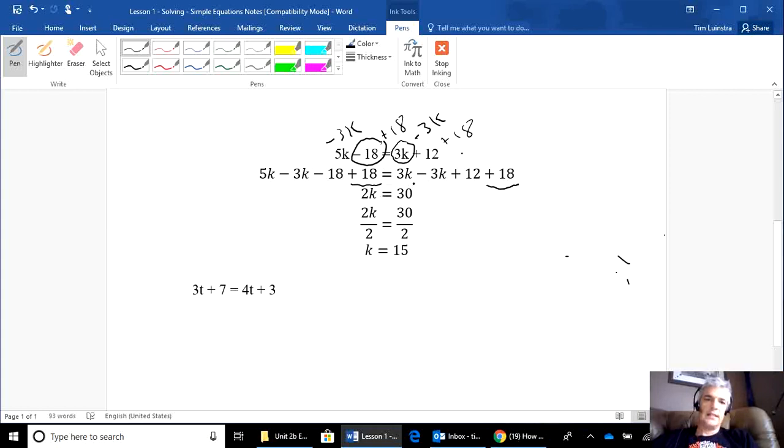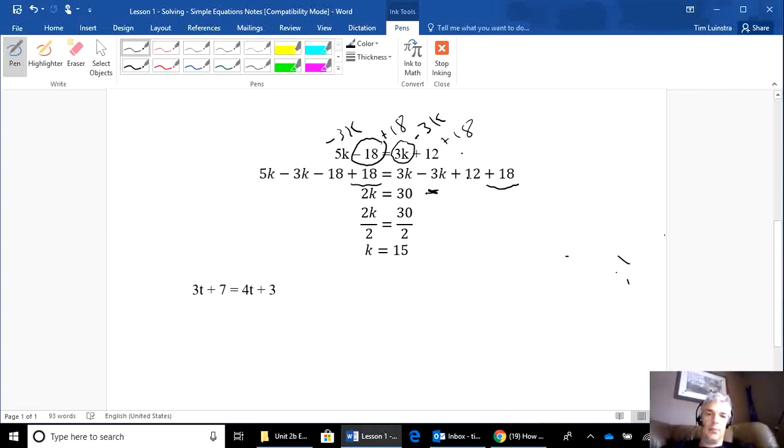And over on the right side of the equation, we have 3k minus 3k, which is 0. It's gone. There's no k's left, which is what we wanted to do. And we have 12 plus 18 gives us 30. And we're now at this line right here, which is where I'm working from.